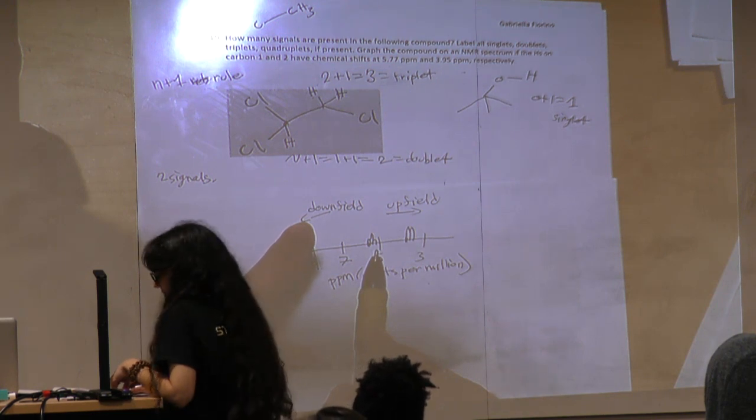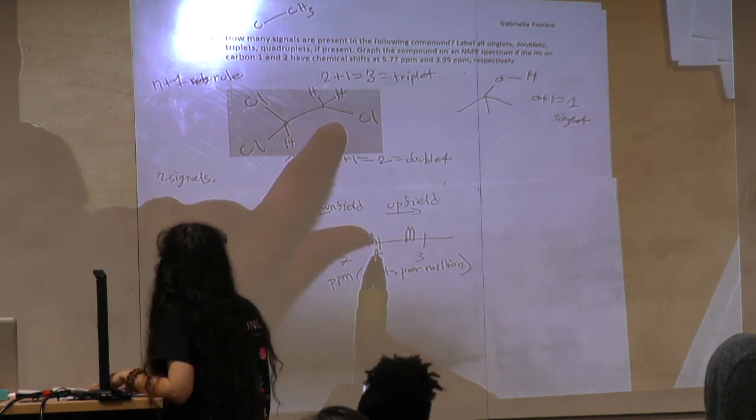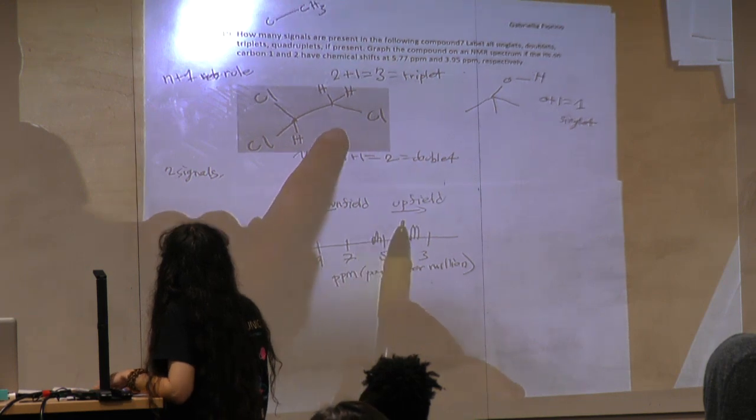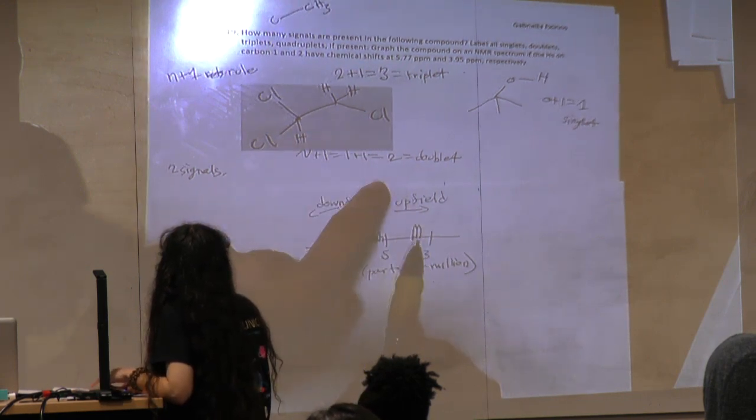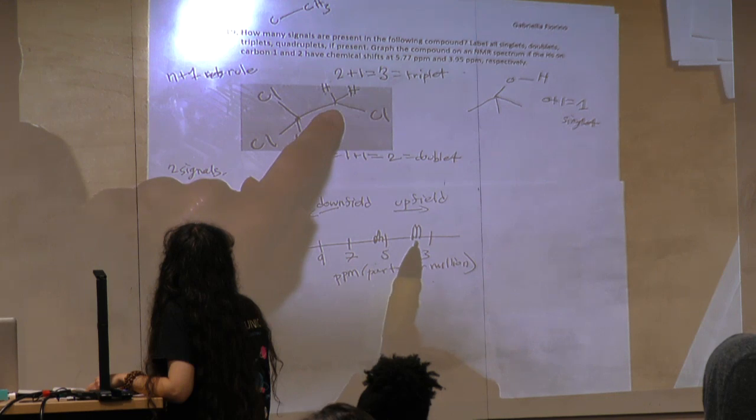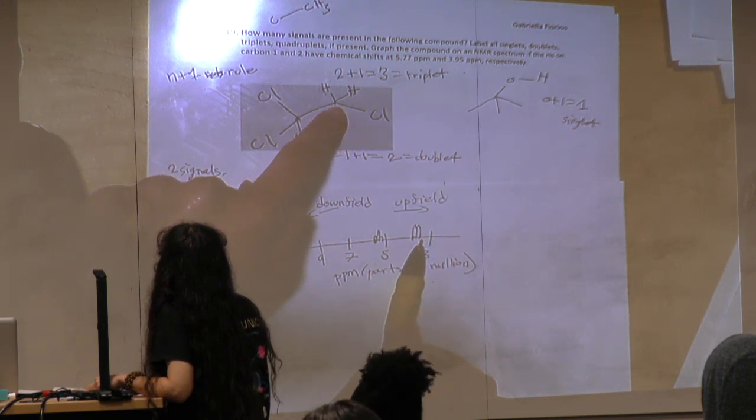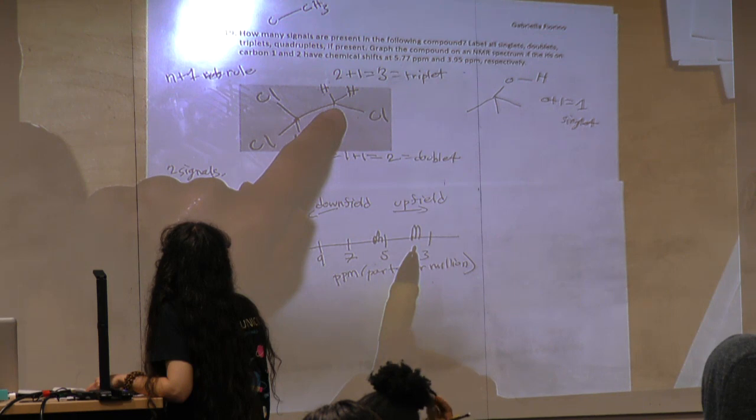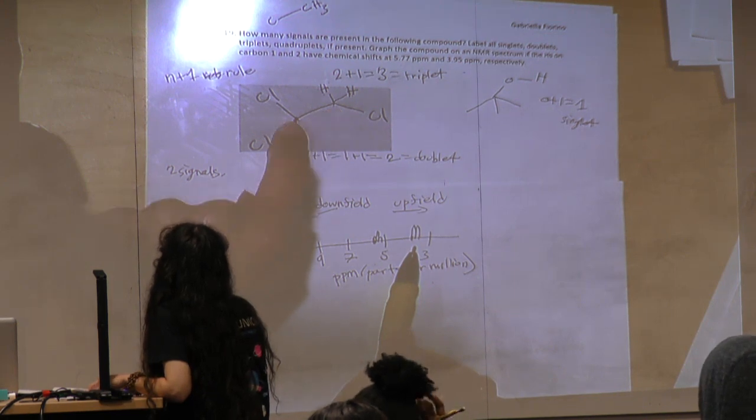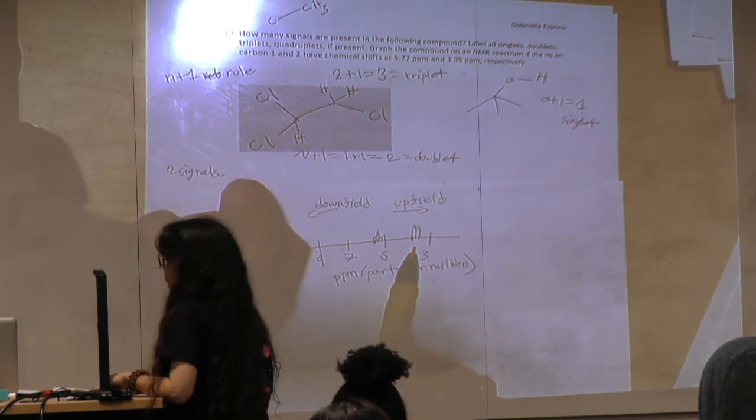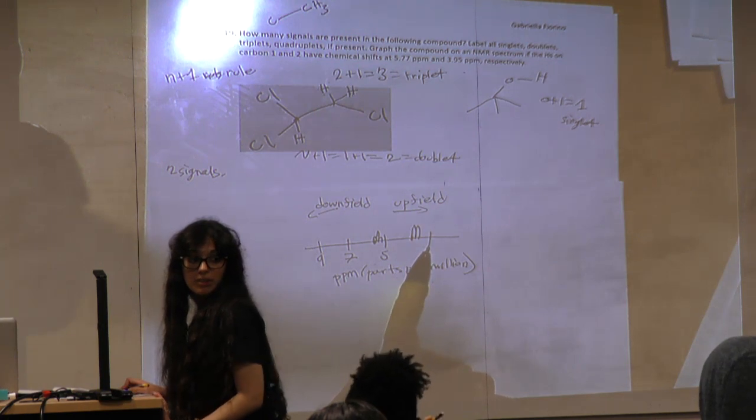Whereas over here we only have 1 chlorine, so it's going to be more upfield than having 2 chlorine. So our carbon 2, which was this one at 3.95, is more upfield because it only has 1 chlorine pulling those electrons away from our carbon center. So it's still deshielded, but not as deshielded as carbon 1. Does that make sense? Okay.